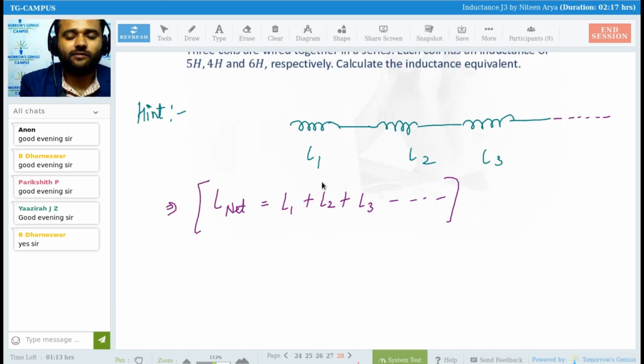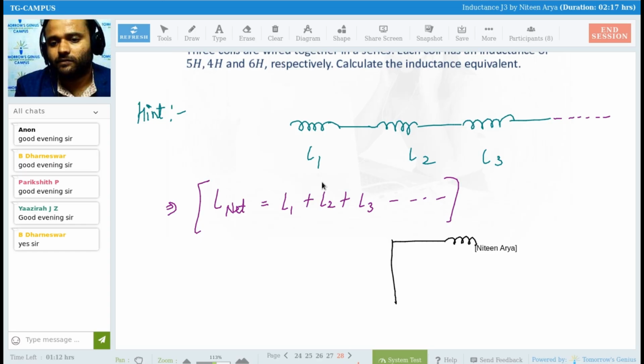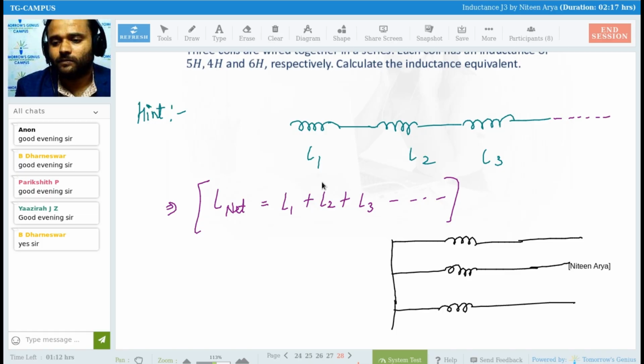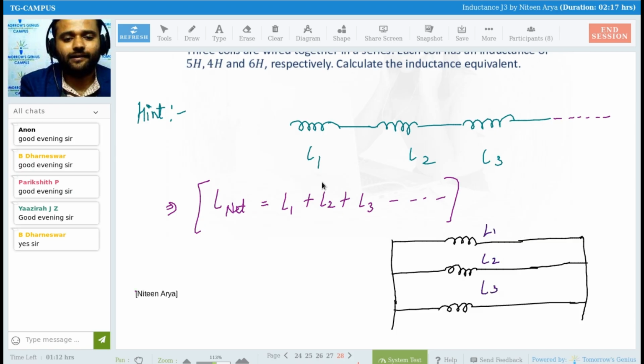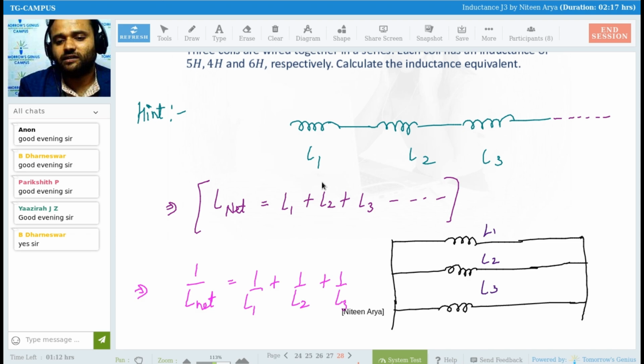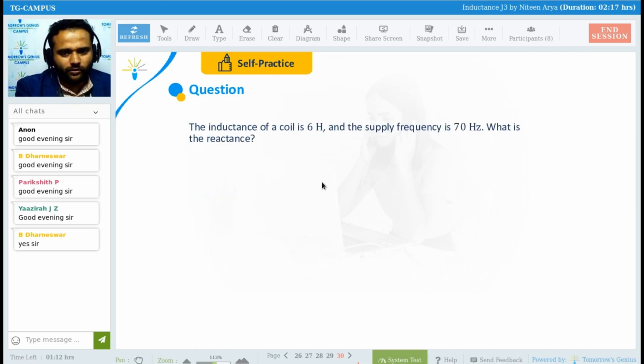And if it is in the reverse way, like there is a circuit with L1, L2, L3, same thing but in parallel, then 1 by L net is 1 upon L1 plus 1 upon L2 plus 1 upon L3, and so on. Is this clear, everyone? Using this particular formula, that is very easy. No need to discuss.